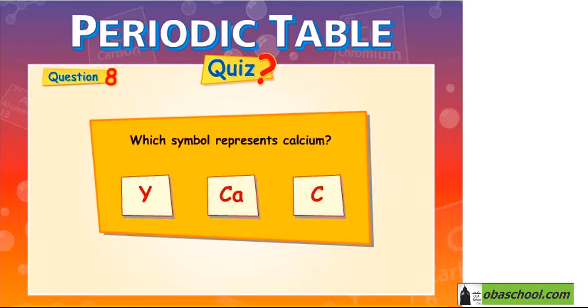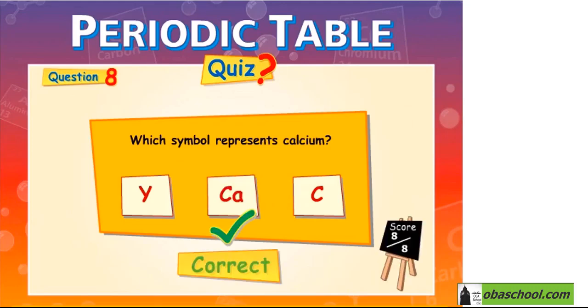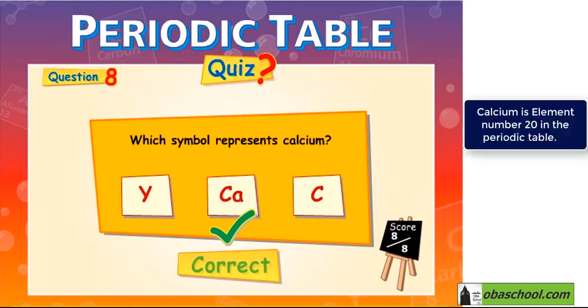Which symbol represents calcium? Y, Ca, or C? Ca is the symbol of calcium. It's the 20th element in the periodic table.